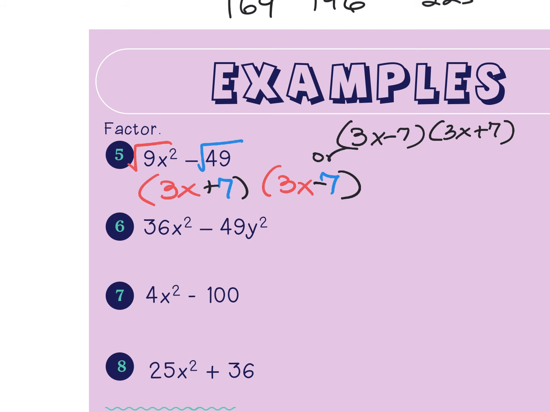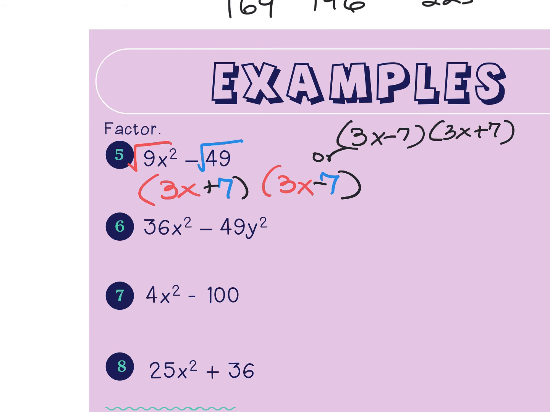Now, when you're doing the WebAssign for this, read. They may tell you to put the addition binomial first or put the subtraction first. So just make sure that you're reading carefully the format of how to enter your answers when you're doing WebAssign. All right, next one.